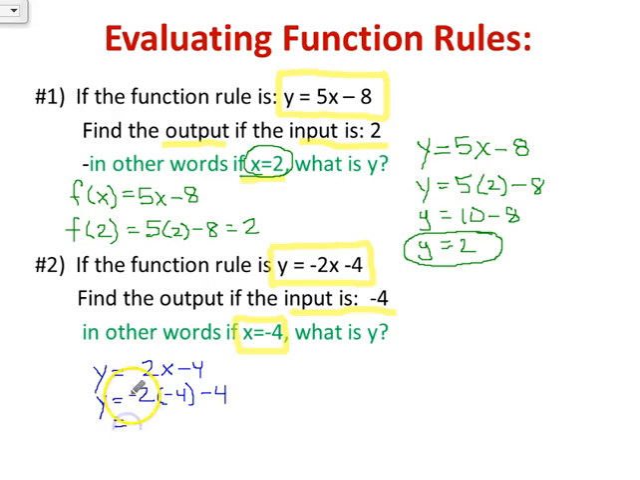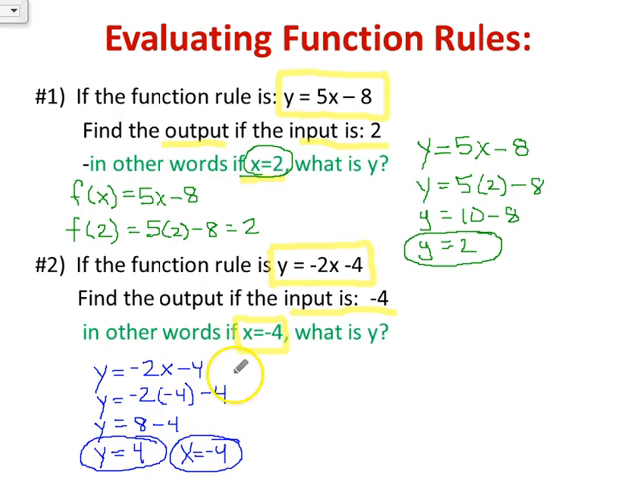Let's do the math. Negative 4 times negative 2, or negative 2 times negative 4. A negative times a negative is a positive, so we're going to get 8 there. 8 minus 4, y equals 4. Y equals 4 when x equals negative 4. When we have an input of negative 4, our output would be 4.